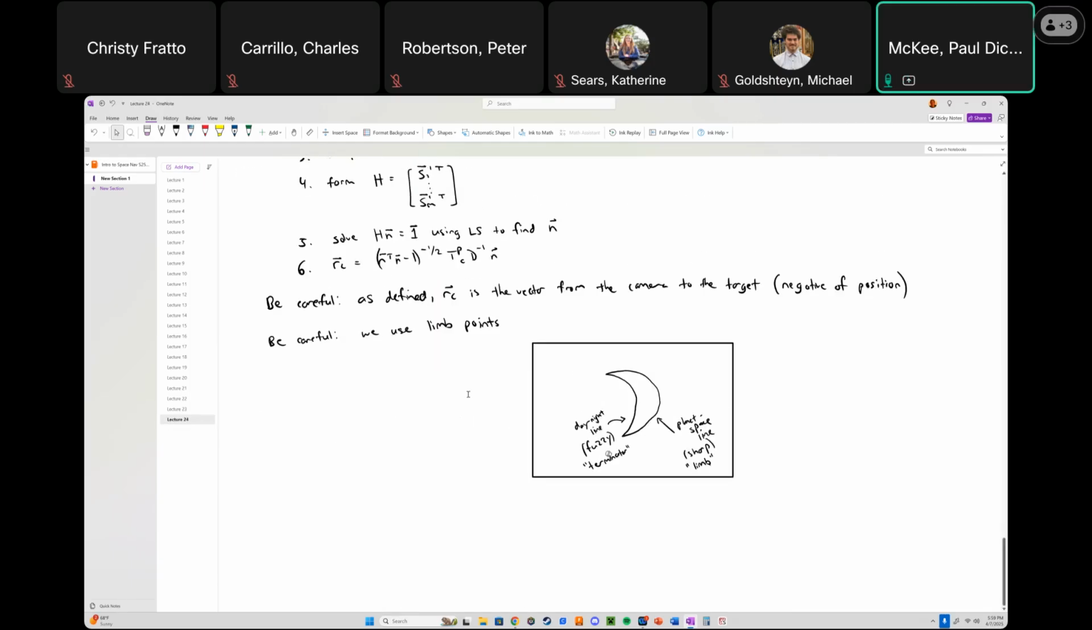And that's about it. That is everything that you'll need for homework 6. We can discuss the other gory image processing details later, but I think that's enough for now. Any horizon-based OpNav questions?